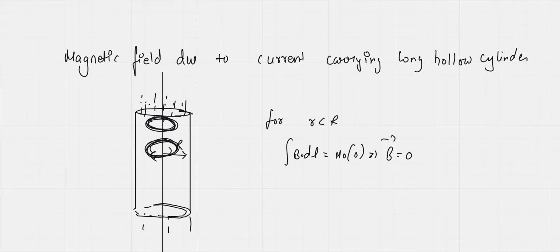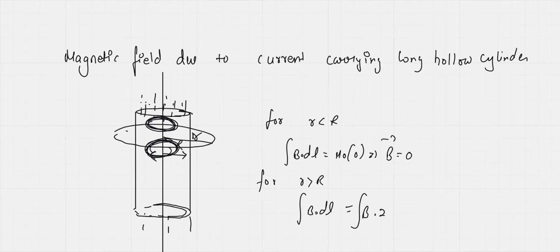The main part is for r greater than R. So if you take this as a loop from the center, this distance is r. So you can simply say B dot dl. If you complete the whole circle, you get B times 2 pi r equals mu naught I, because the total current is already enclosed. I'm saying the total current going is I.